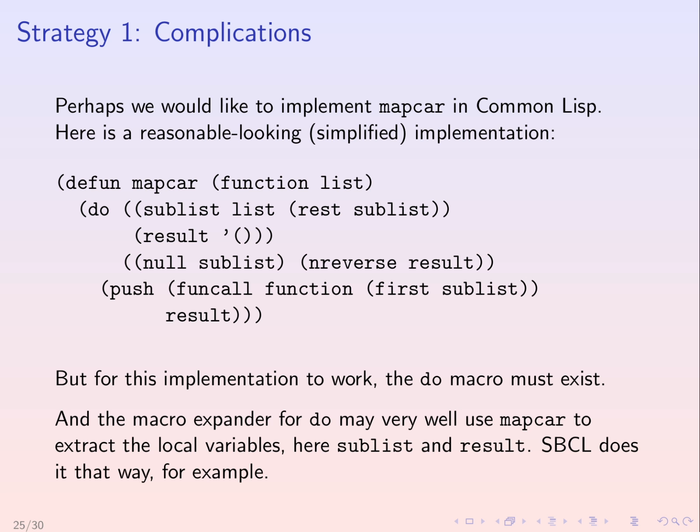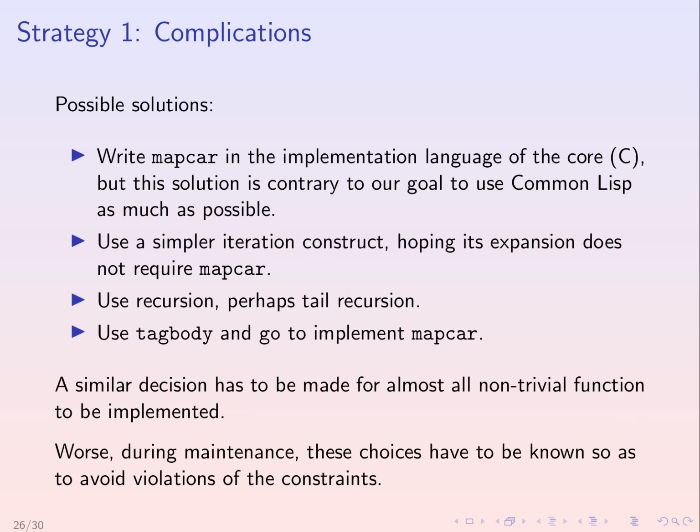So how do we solve this problem? Well, there are several different possibilities. We can write mapcar in the implementation language of the core. So in this case, C. But of course, this solution is contrary to our goal to use Common Lisp as much as possible. We'd hope to write mapcar in Common Lisp. We could use a simpler iteration construct. We could use dolist perhaps instead of do, hoping that the expansion of dolist doesn't require mapcar. We could use recursion, perhaps tail recursion, so that we don't need iteration at all. Or another way of not needing iteration at all is we can implement it using tagbody and go.